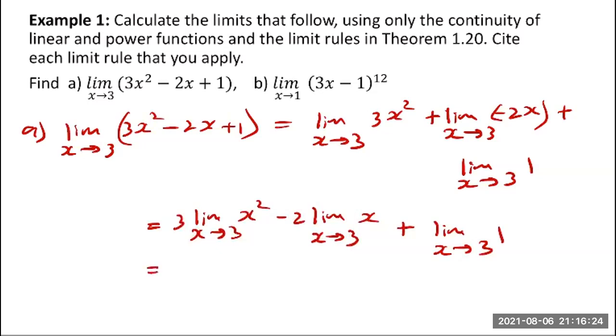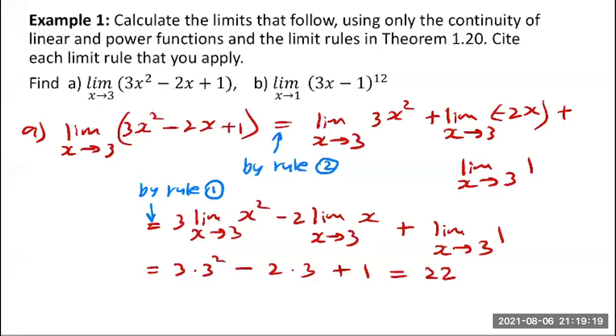From here, notice that to find the first limit, this is a power function, right? You know how to find the limit of a power function. You just plug in the limit here. So this will be 3 times 3 squared minus 2 times, notice that this is the identity function, you can plug in the limit, 2 times 3, plus, of course, this is a constant function. The limit of a constant function is that constant. So you get plus 1. To simplify this, you get 22.